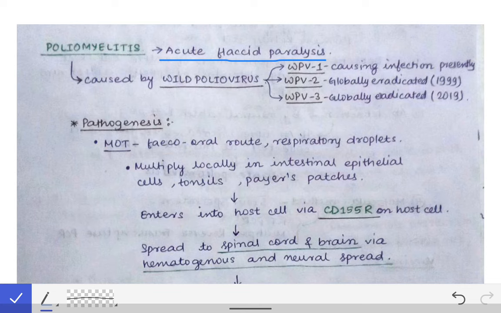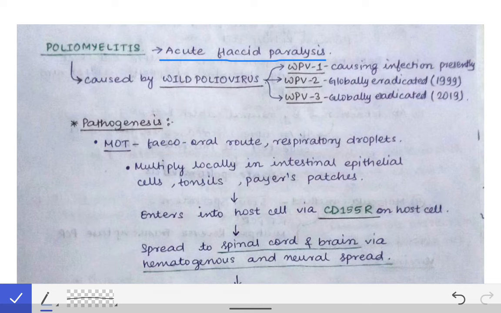And what type of virus is that, and to which family does it belong? Now say this answer to yourself in your mind. So yes, poliovirus belongs to the Picornaviridae family. And what type of virus is it? It is a non-enveloped RNA virus. Yes, so it is a non-enveloped RNA virus.